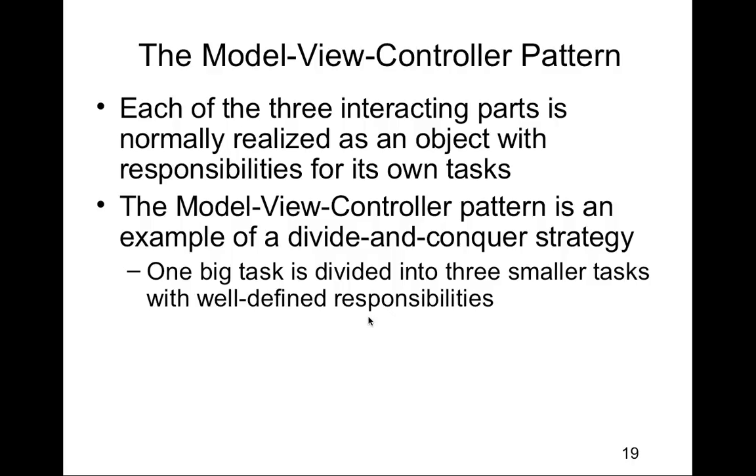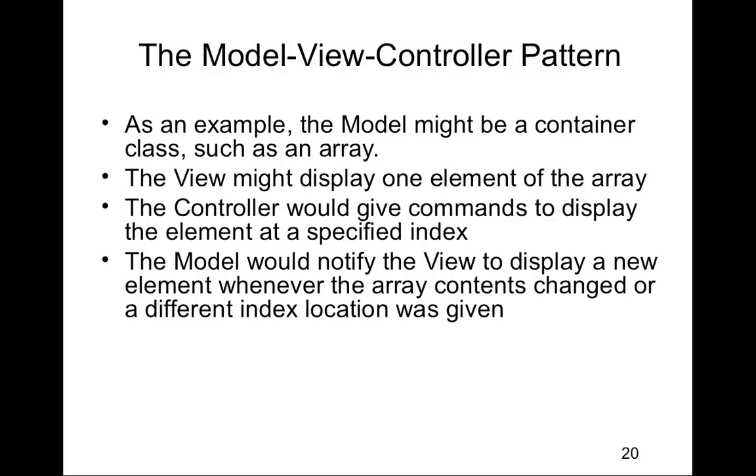the components. Model-View-Controller pattern is an example of the divide and conquer strategy. And one big task is divided into three smaller tasks with well-defined responsibilities. So we just take the big problem and we break it down into smaller ones. As an example, the model might be a container class, such as an array. So bringing it back to the container concept, the model is going to be the container, which is going to be the data. It's whatever it is we're going to be holding all these numbers and integers or whatever for.